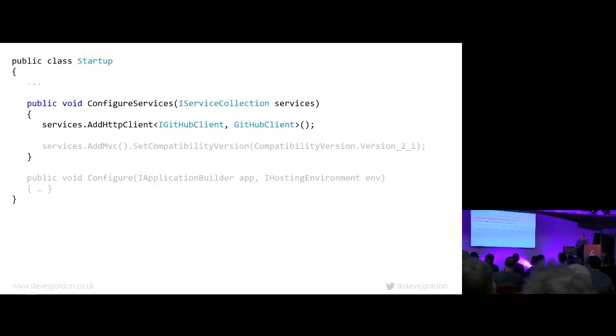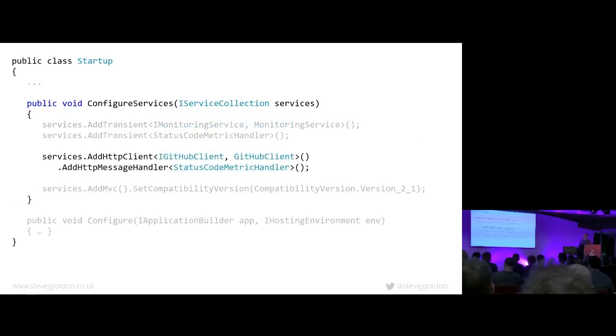So I'm going to come in here, and I'm going to add this to my typed client definition. So when we create a named or typed client, what we get back is an HttpClientBuilder. And this allows us to chain together some additional configuration and logic that we want to apply when we're using that named or typed client. So in this case, I can tweak my code slightly. And I'm now going to make this call to the HttpClientBuilder to add an HTTP message handler. And then I can just pass it the type of the handler that I want to add.